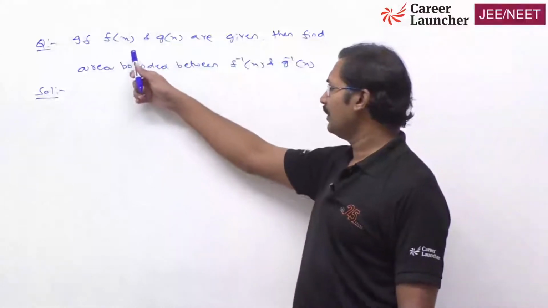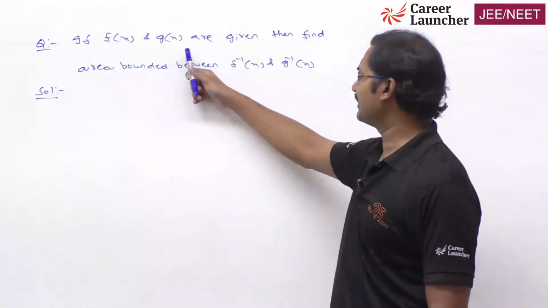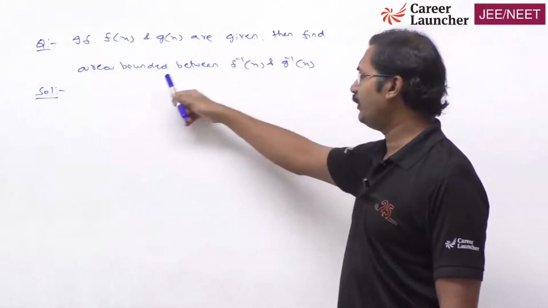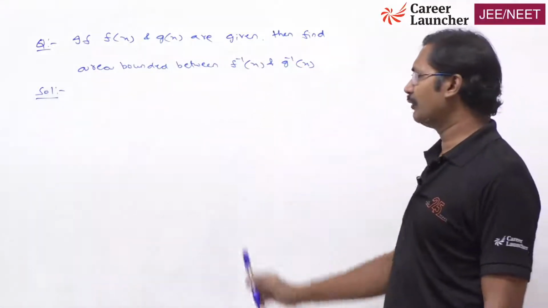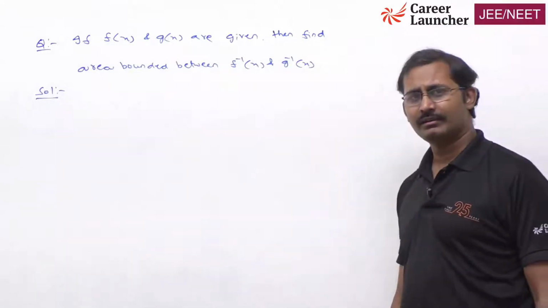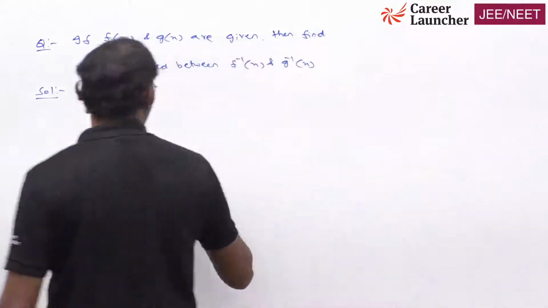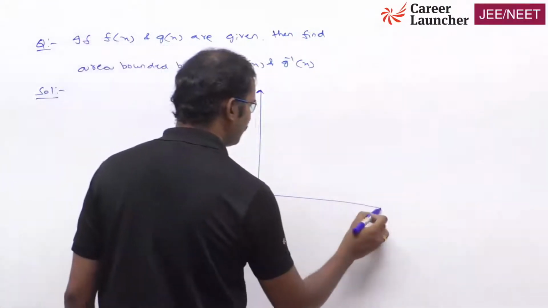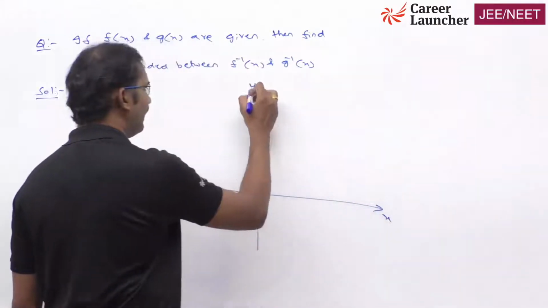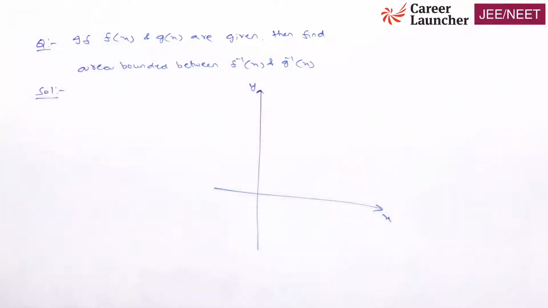See this question. Suppose f of x and g of x are given to us, then we need to find the area bounded between f inverse of x and g inverse of x. You can think about it. So what is the relation between any function and its inverse?